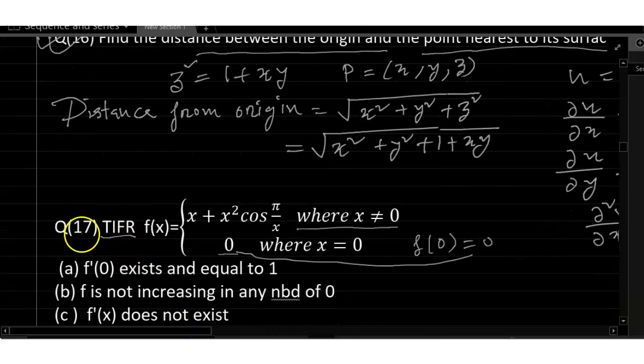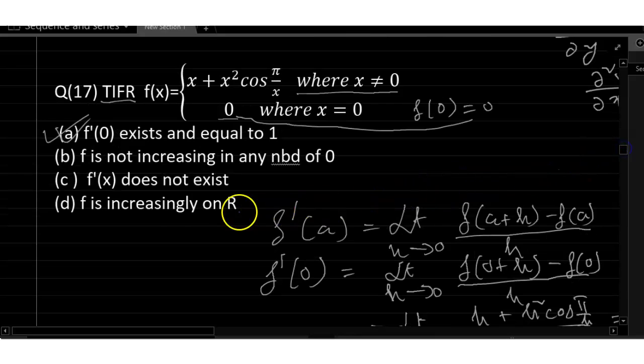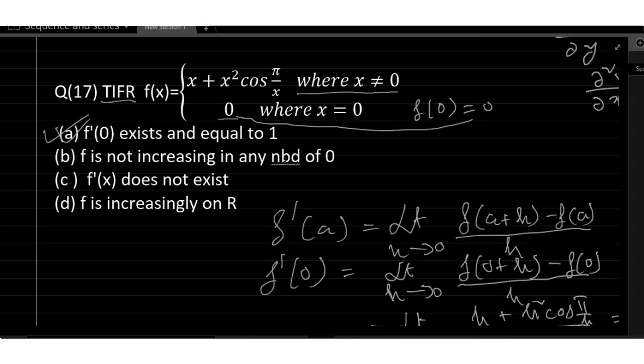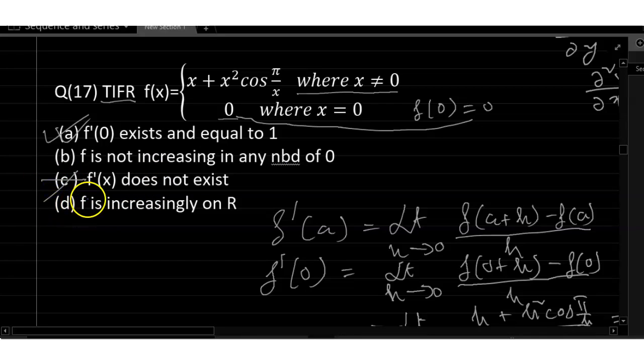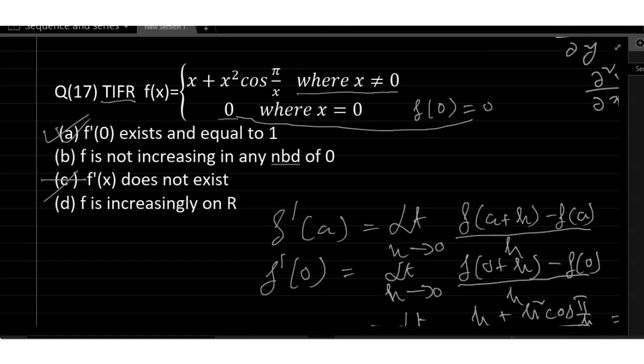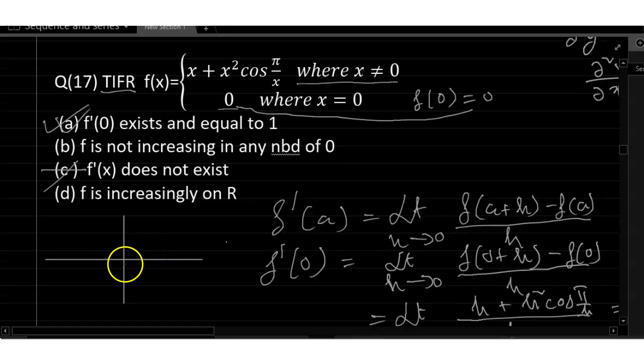So friends, what we see is that this option is correct: f dash 0 exists and equals 1. f is not increasing in any neighbourhood of 0. So f dash x does not exist, this option is wrong. And f is increasing on R, we will check. So friends, this is the 0. I will draw the graph this way. So increasing in any neighbourhood of 0, this is not true. And f is increasing on R is also not true, because the graph is this way.